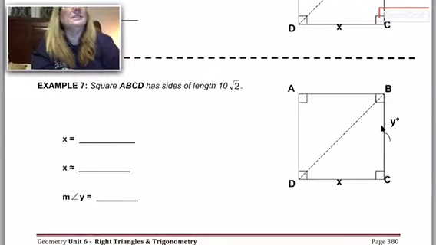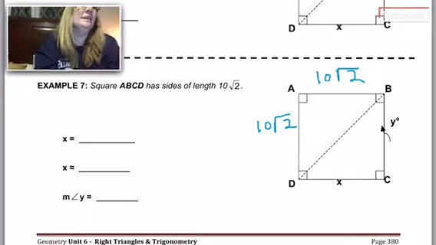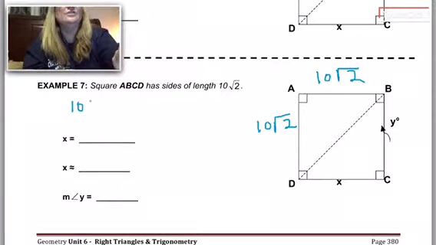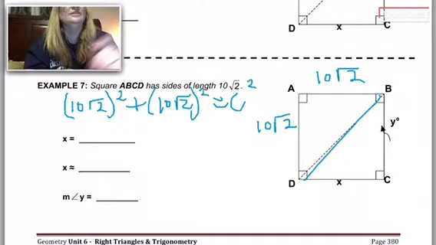We have a side length of 10 times the square root of 2. So this time, this is 10 times the square root of 2. Now we're looking for the diagonal. So we can solve. We can say a squared plus b squared, or 10 times the square root of 2 squared, plus 10 times the square root of 2 squared is equal to c squared. And we're going to find our diagonal.